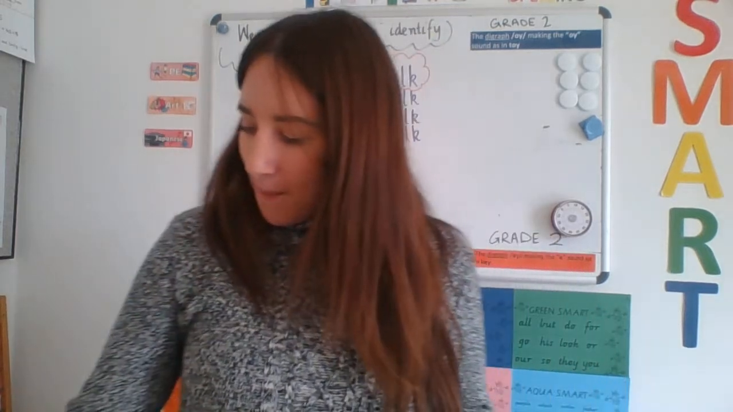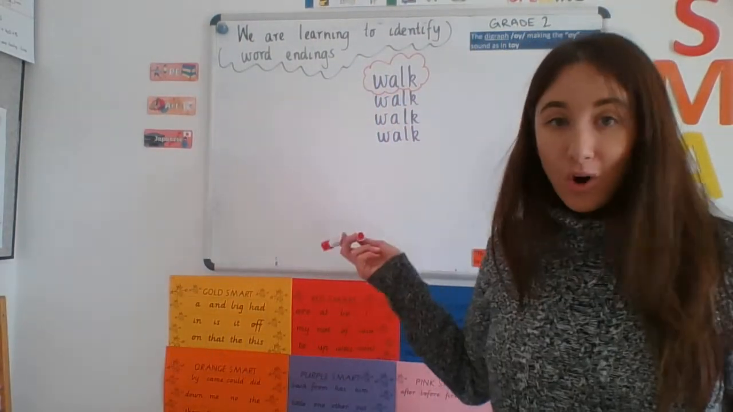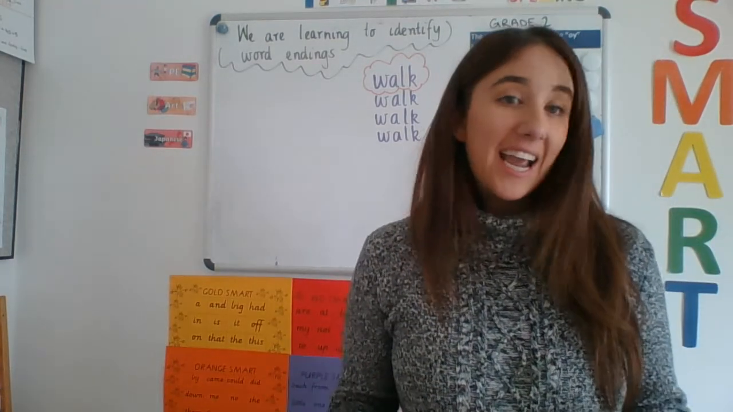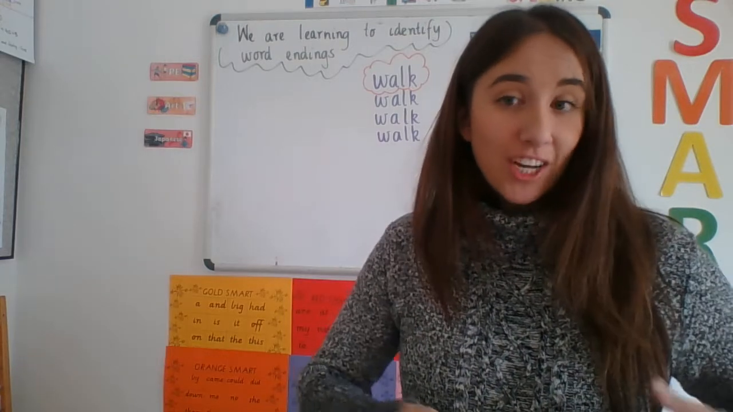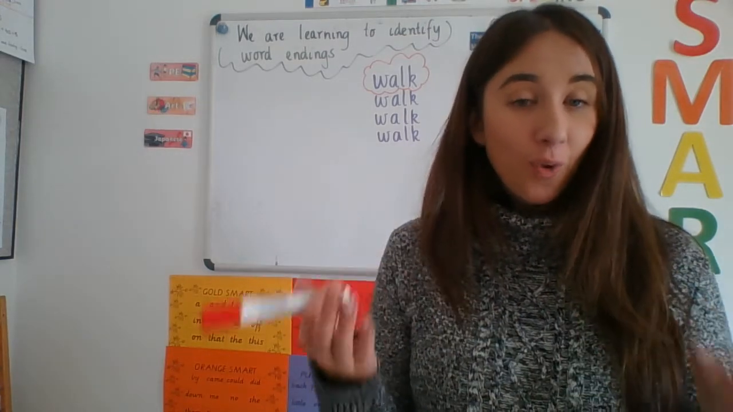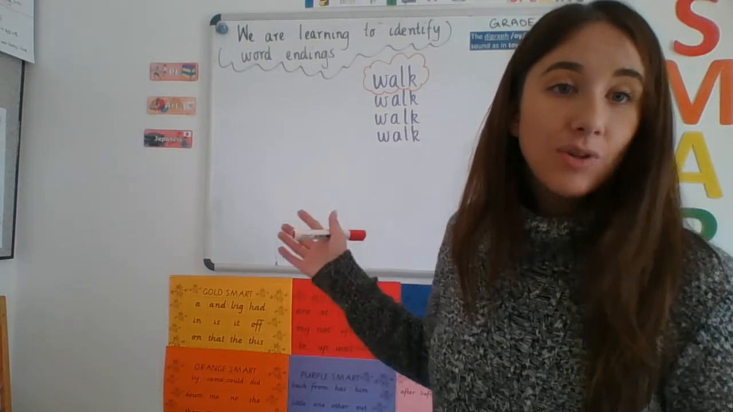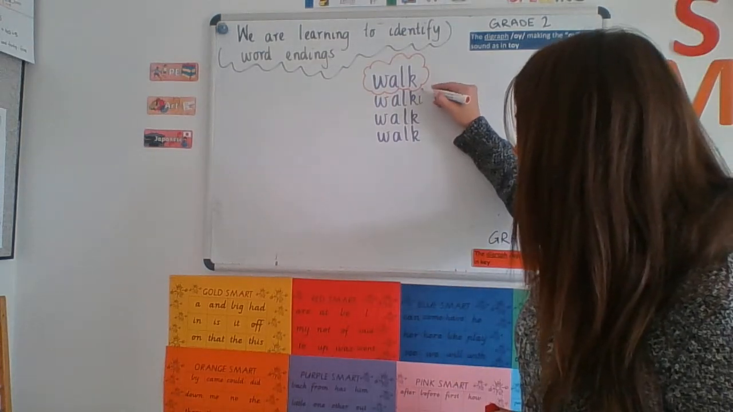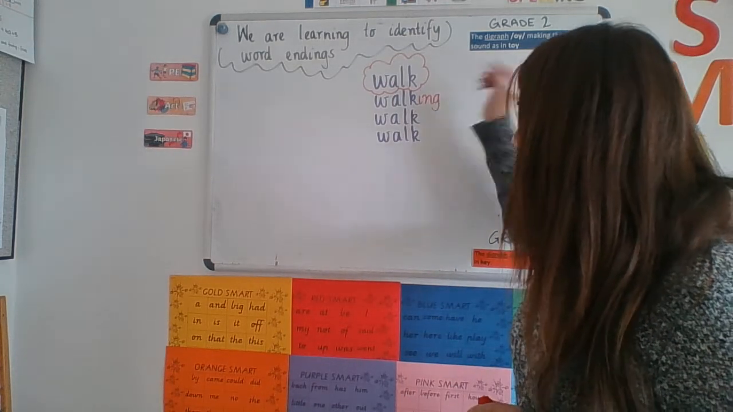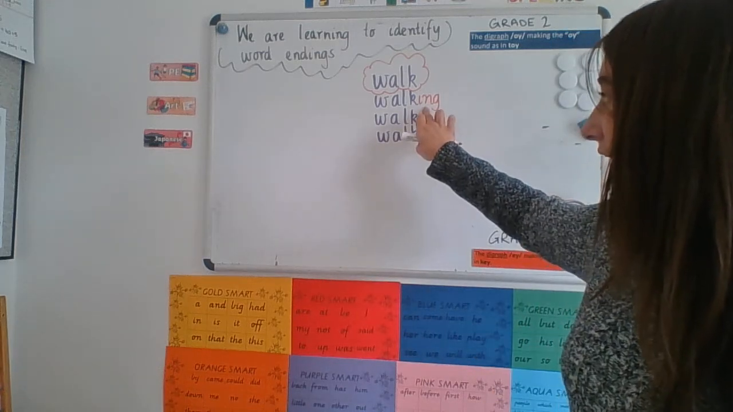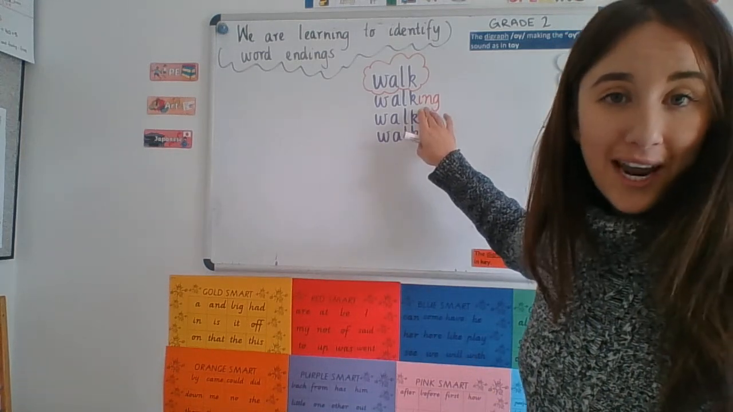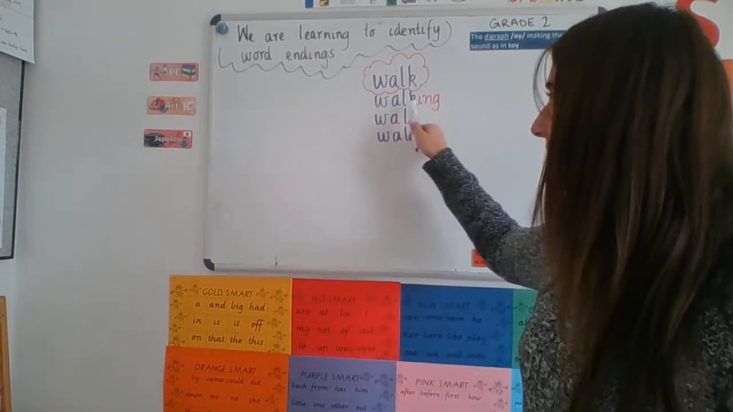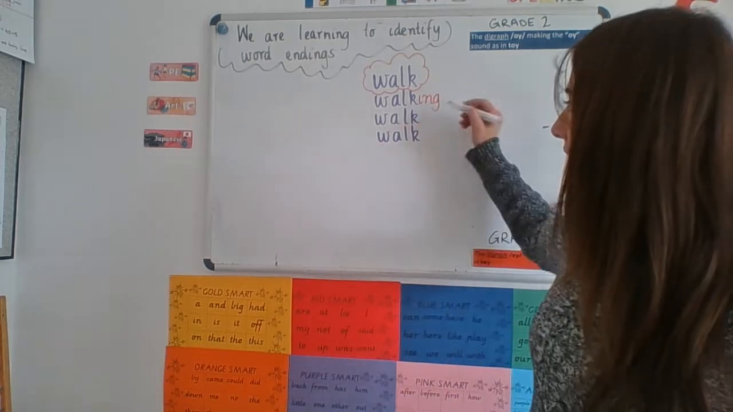Now, behind me here, I have written the word walk 4 times, okay? And I want to show you how we can change the word by adding something to the end, okay? Now, I've started with the word walk, and I can change this word by adding the ing word ending. I have just made this an ing word, okay? So now let's read this together. Walking, walking, all right?